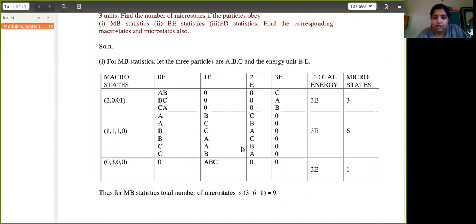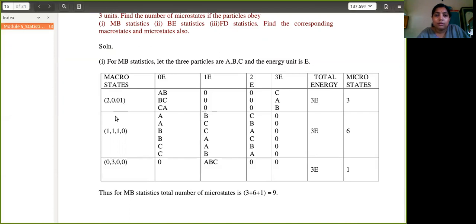So this will be the total number of combinations. So it will be 6. And we move on to the next macrostate, which is 0 3 0 0, meaning 0 particles in the 0 level, 3 particles in the 1 level, 0 particles in the 2 level, and 0 particles in the 3 level. How many combinations are possible? Only one: 0 ABC 0 0. So the total number of microstates will be 3 plus 6 plus 1, which is equal to 10. Here 9 is written, so do the correction, it will be 10.